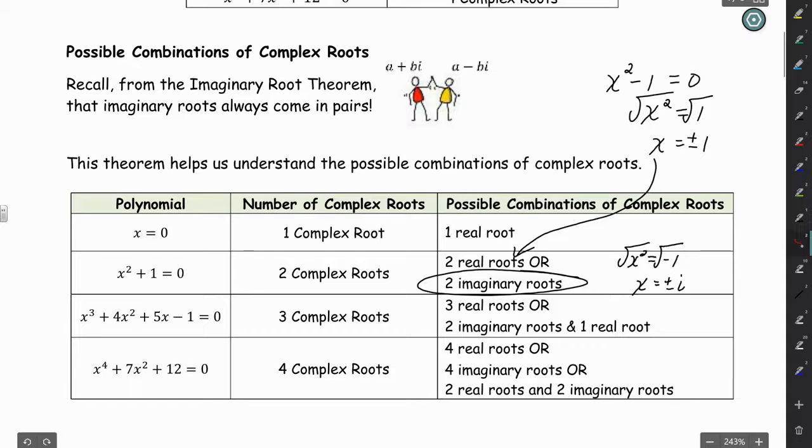Now, the next one is a cubic polynomial. I know I have 3 roots, so I could either have 3 real roots or I could have 1 real root and 2 imaginary. Imaginary roots come in pairs. I can only have sets of 2, 4, 6, 8, and so on. So for a cubic polynomial, I either have 3 real or I have 2 imaginary and 1 real. For a quartic polynomial, I know I have 4 roots, so I could have 4 real, I could have 4 imaginary, or I could have a combination of 2 real and 2 imaginary. All right, I hope you're starting to get the idea.